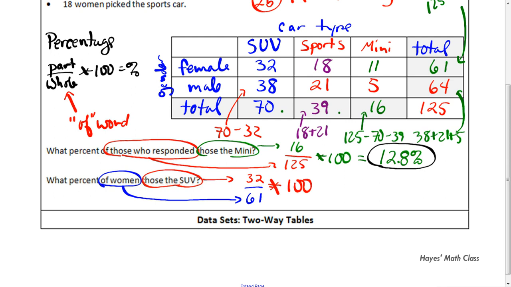I apologize for always writing equal signs there. It's stats, we usually don't do the 100. We just go straight probability, which is just decimal only. So then I get 52.5%. Okay?